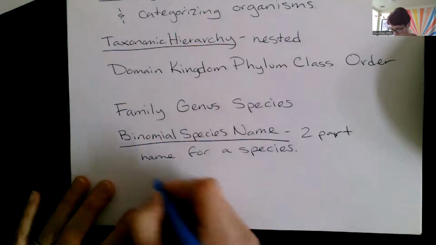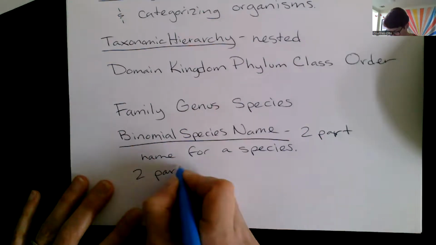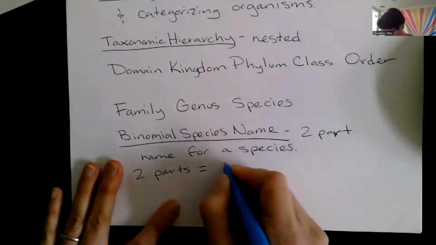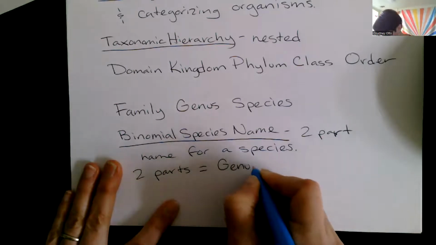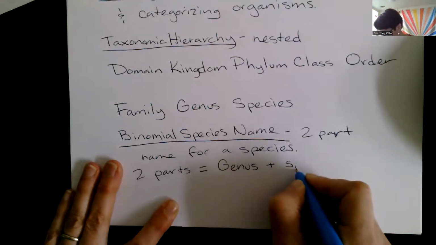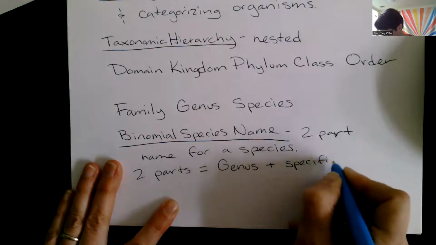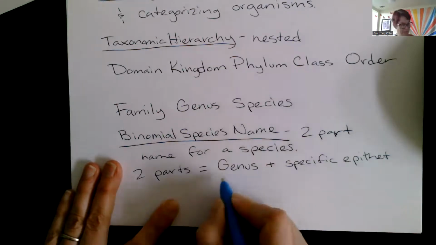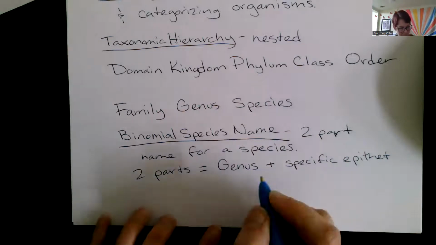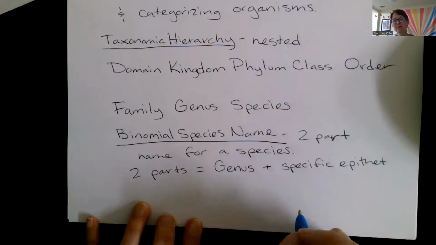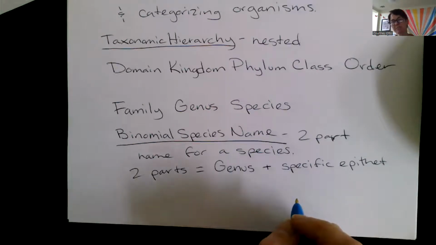The two parts are always going to be the genus and the specific epithet. So I'm going to put genus plus specific epithet. And notice I capitalized genus. I did that because these words, we have rules about them just to make them easy to identify.